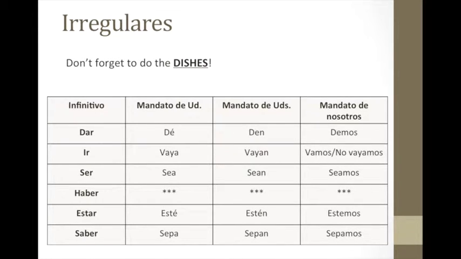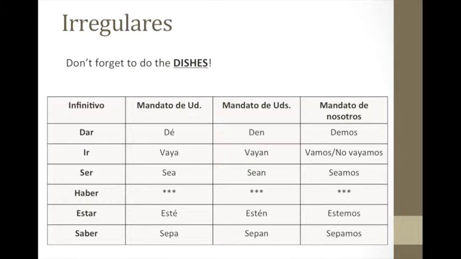Just like the tú commands, we have some irregulars for the usted, ustedes, and nosotros commands. So, dar becomes dé, den, and demos. The reason that dé has an accent, remember, no des, the tú command for dar, did not have an accent.